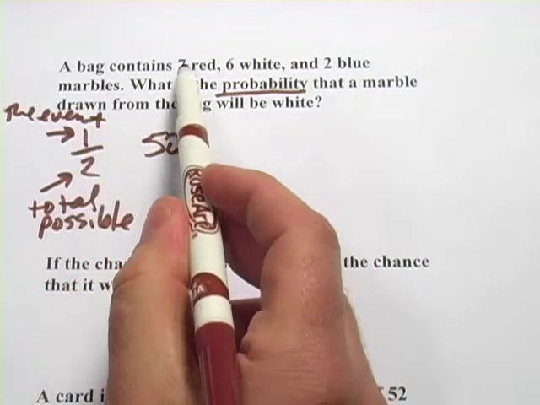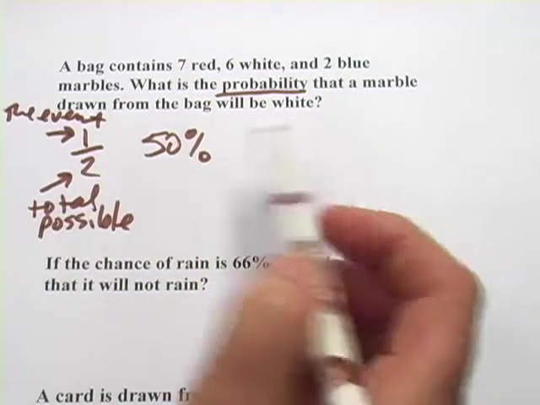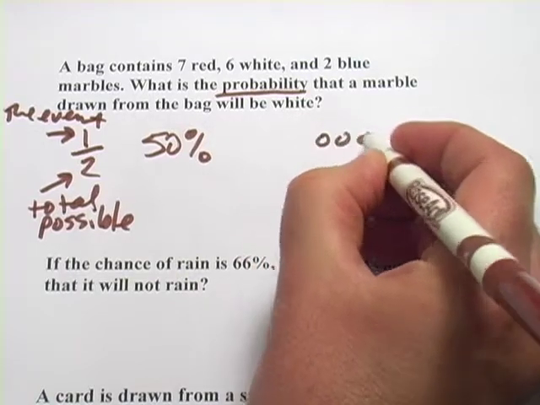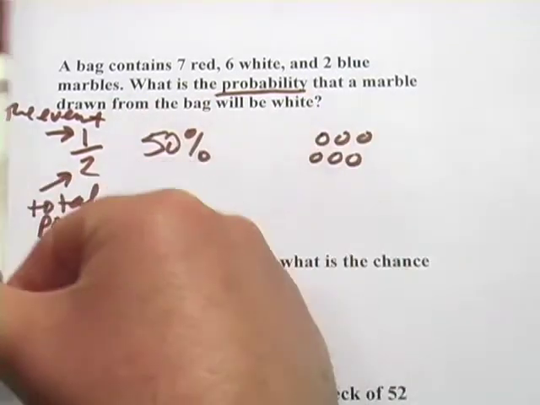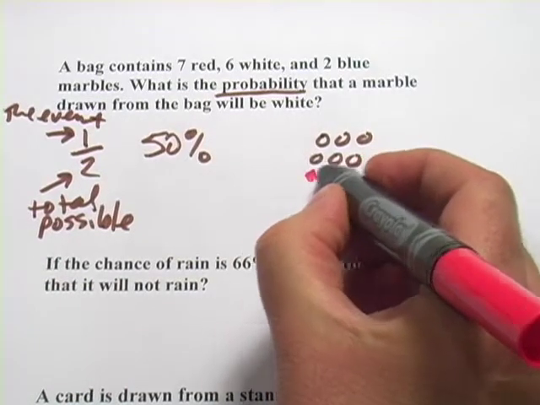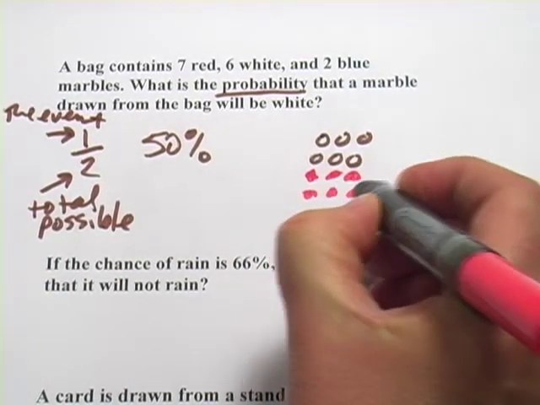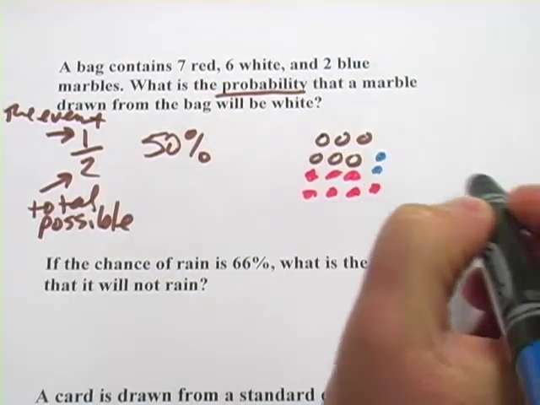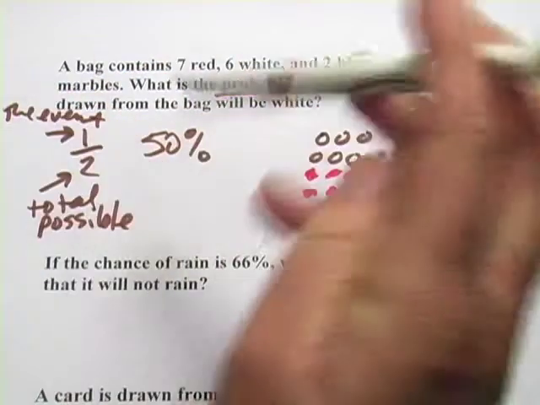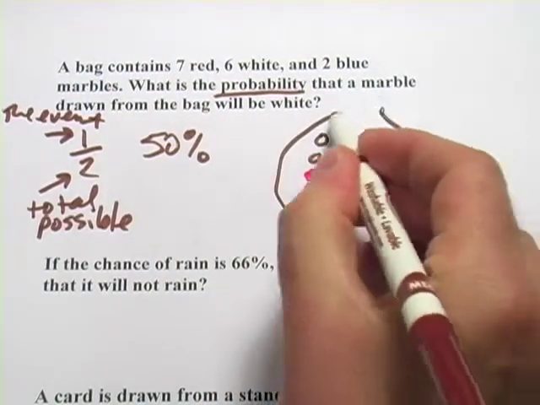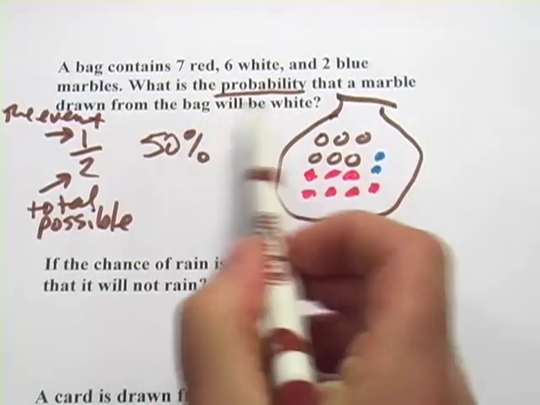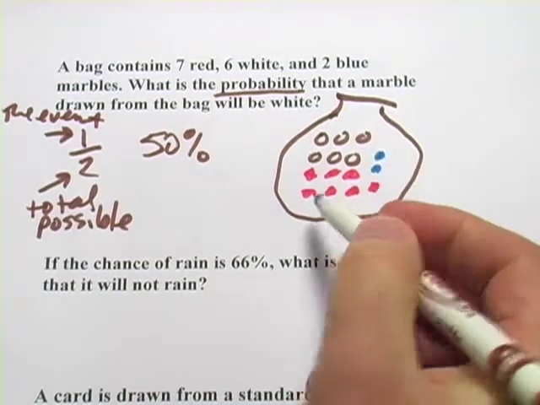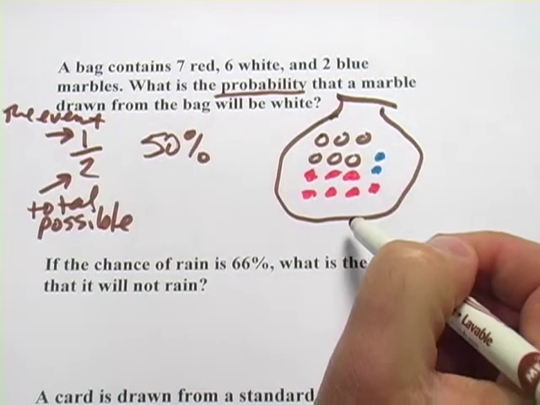It says a bag contains 7 red, 6 white, and 2 blue marbles. Let's make a diagram of this. So we've got 6 white marbles, 1, 2, 3, 4, 5, 6. We've got 7 red marbles, so 1, 2, 3, 4, 5, 6, 7. And we've got 2 blue marbles, so 1, 2. So that's what we have in our bag. And of course we would mix all those up. And then you reach in your hand and it says, what is the probability that a marble drawn from the bag will be white? So what I want to do is figure out the total possible events.